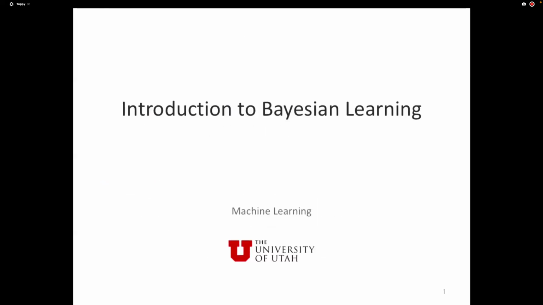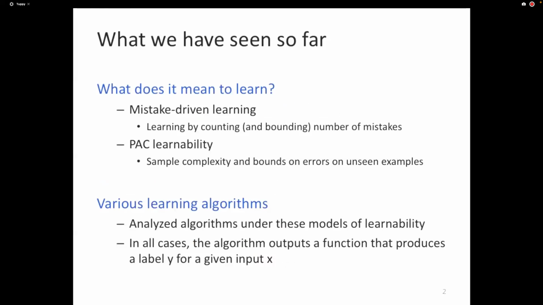Today we're going to start a new topic. We're going to look at Bayesian learning. What we've seen so far is this question of what does it mean to learn? And we've seen this question multiple times through the semester, 2 times actually. Once in the context of mistake-driven learning or online learning, where the goal of learning was to minimize or make zero the number of mistakes as the learner encounters more data. And we define success as minimizing the number of mistakes.